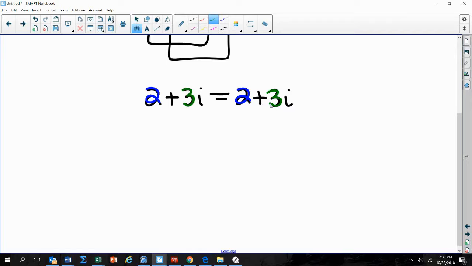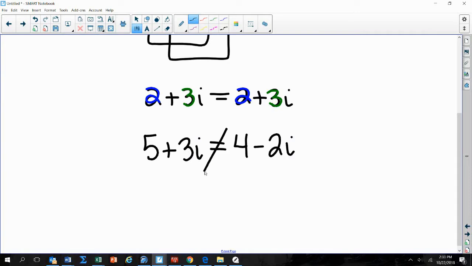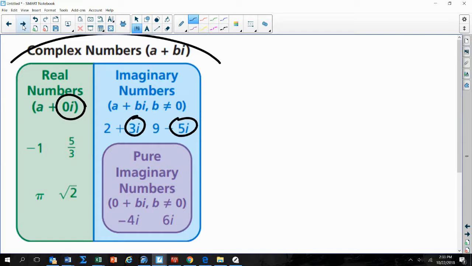Okay. What happens if I give you 5 plus 3i equals 4 minus 2i? Is that true? No, it's not true. The reason why is because the real parts are different and the imaginary parts are different. It does not make a true statement. You want your A and B values to be the same on both sides. You want it to be the same complex number.